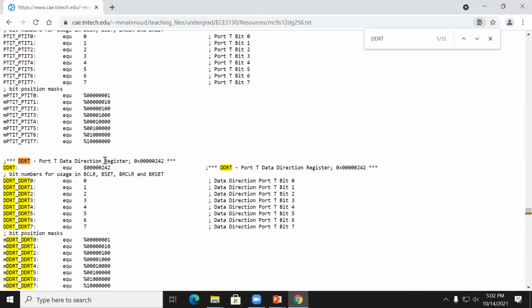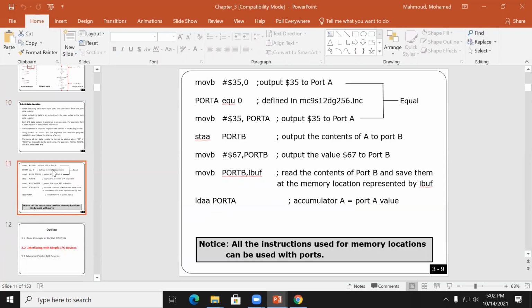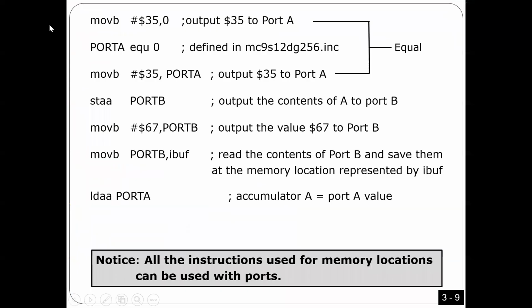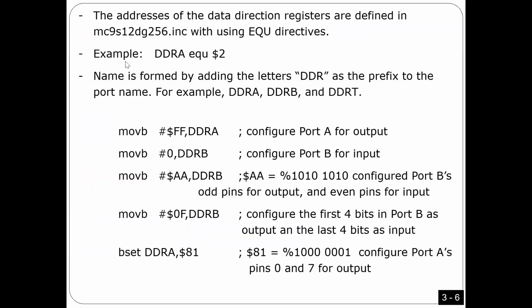Also, I said every instruction we used before for a memory location, you can use it here, because this is like a memory location, right? That is why I'm giving you a lot of examples here, guys. Look here, for example, I told you this data direction register A is already defined. So all you have to do is something like that in your program.